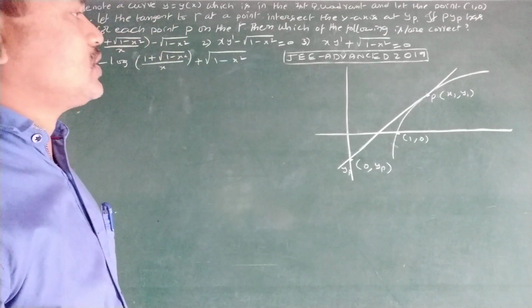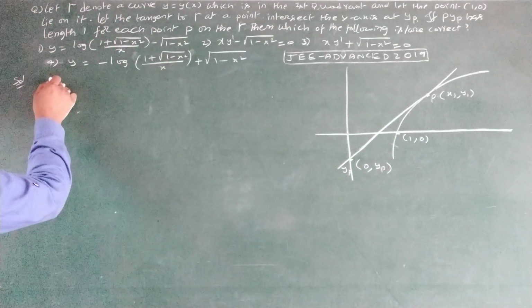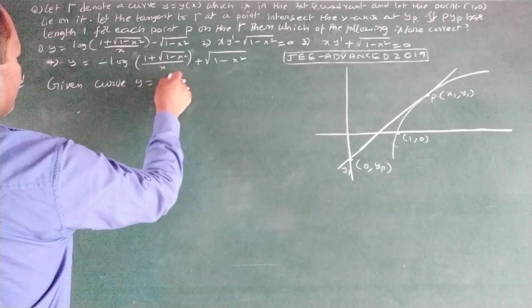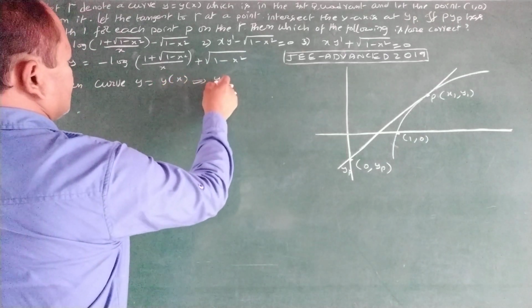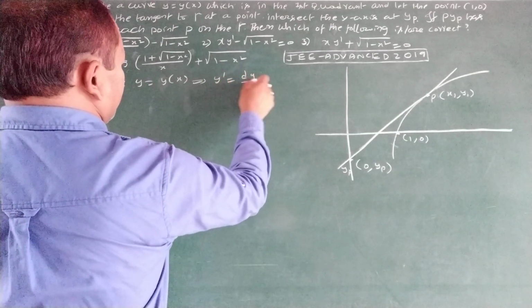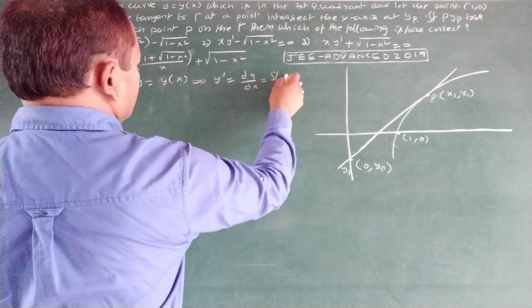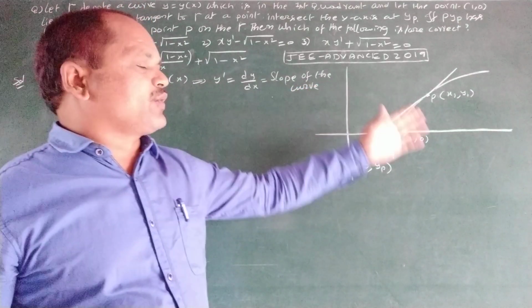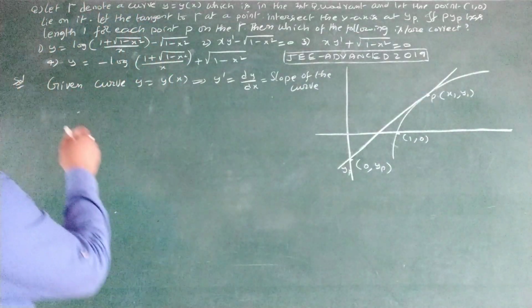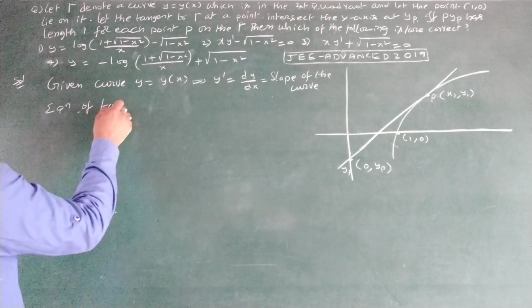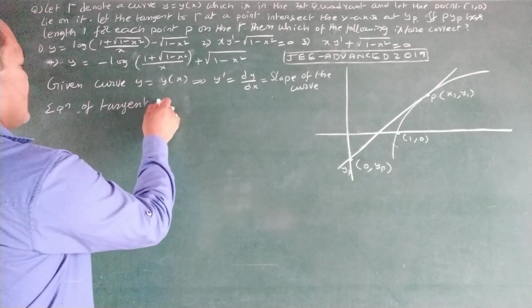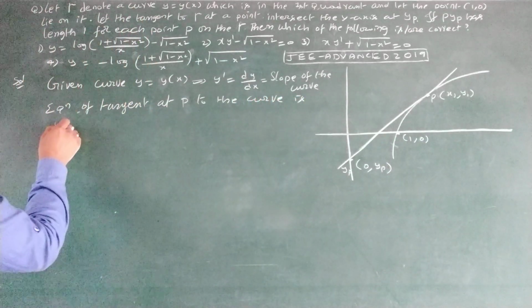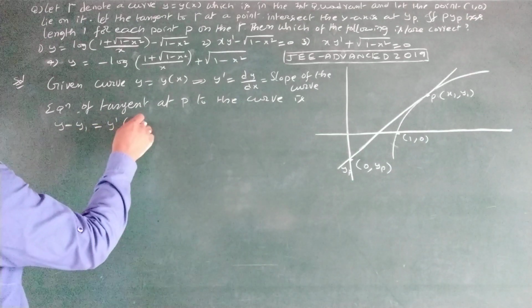That's all. So now we take the given curve y = y(x). Its derivative is y', which represents dy/dx, as well as the slope of the curve. Now we have to find the equation of the tangent to the curve at P. The equation of the tangent at P to the curve is y − y1 = y'(x − x1).